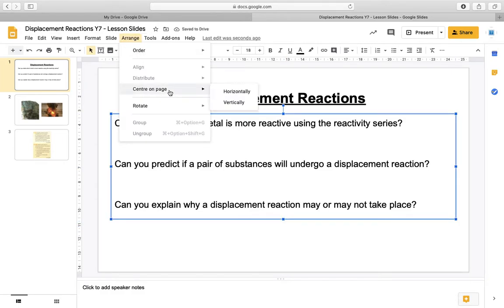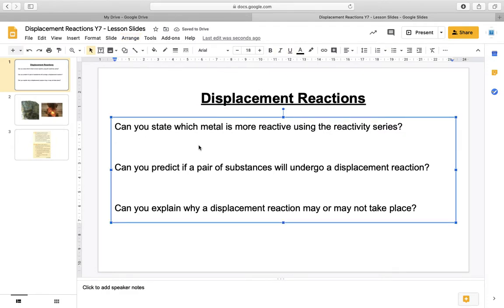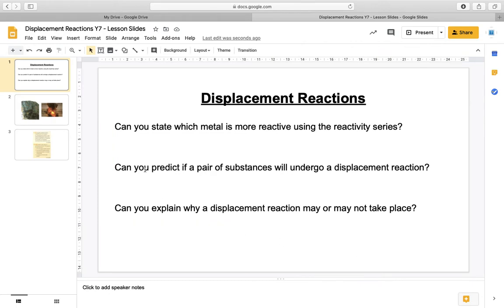Displacement reactions. Could you have a read of these learning objectives or listen as I state them out. By the end of this lesson you should be able to state which metal is more reactive using the reactivity series. You should be able to predict if a pair of substances will undergo what's called a displacement reaction, and you should be able to explain why a displacement reaction may or may not take place. So the title is Displacement Reactions, write that in your book and we can make a start.